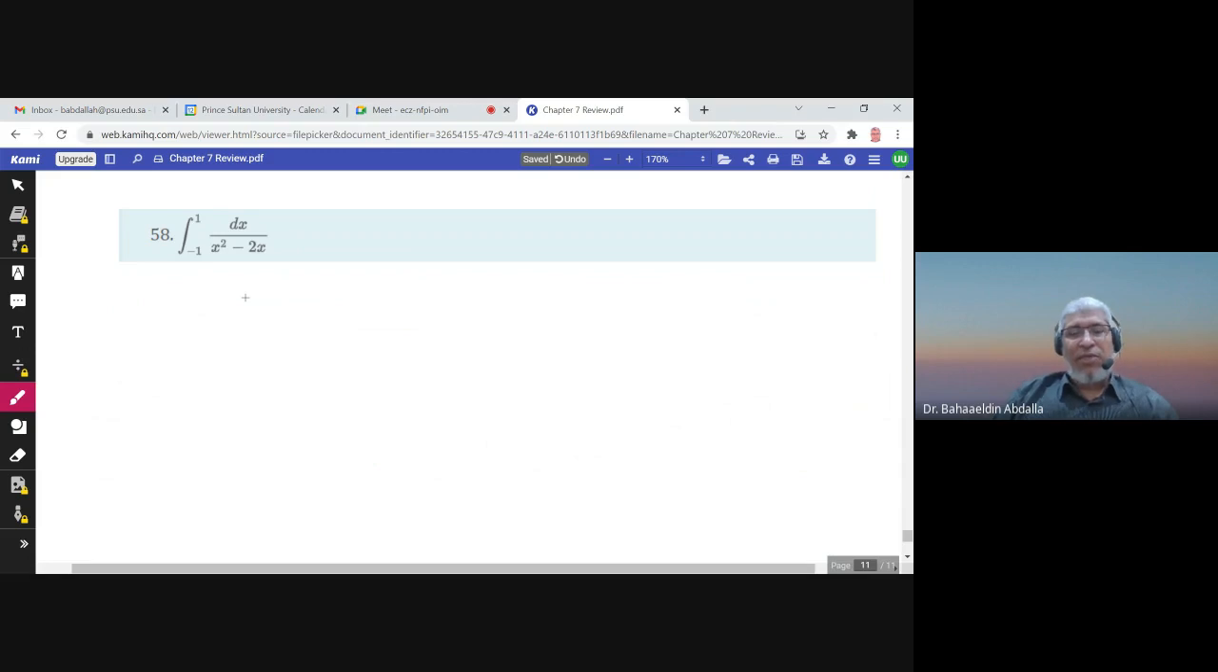Here the numbers that make the denominator 0, there are two numbers, 0 and 1, because this can be written as x times x minus 2, so 0 and 2, okay, not 0 and 1. So 0 and 2 will make the denominator 0. So this function is not continuous at 0 and 2, but the interval is from negative 1 to 1. So only 0 is in this interval. So I write it from negative 1 to 0, because I have problem with 0. The function is not continuous at 0.